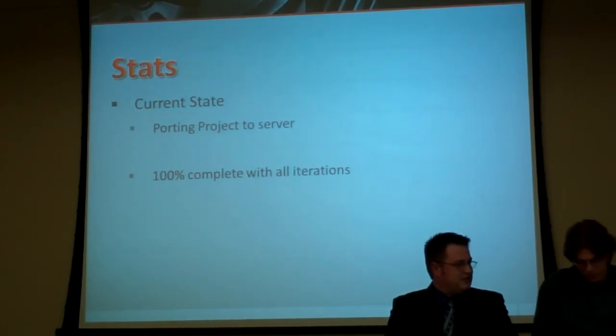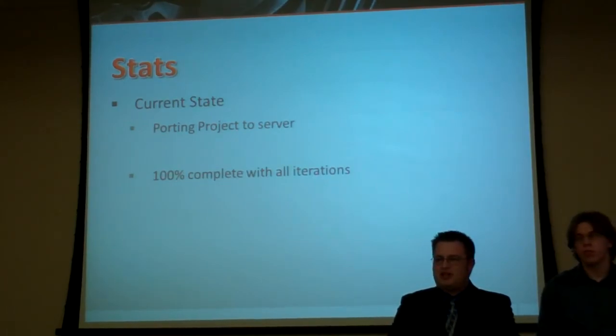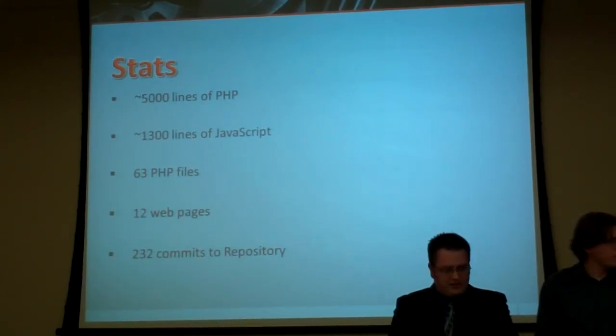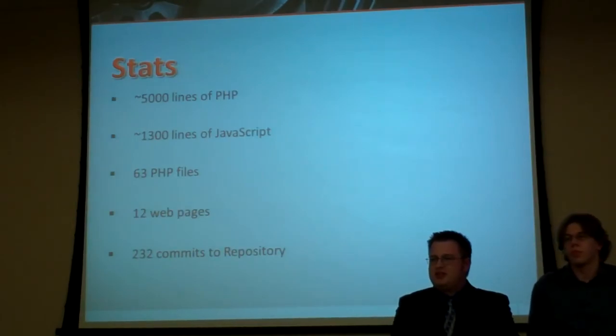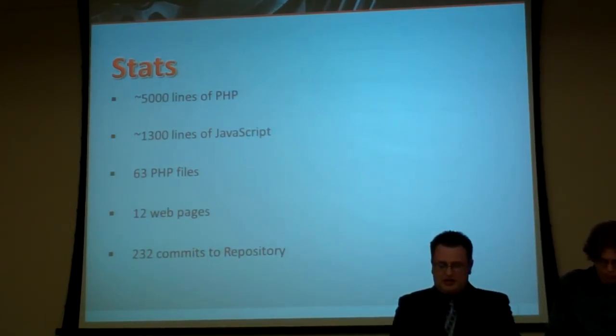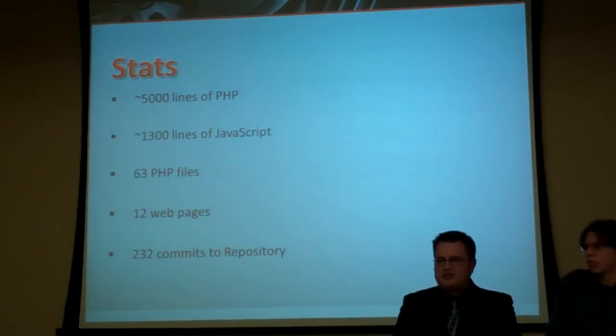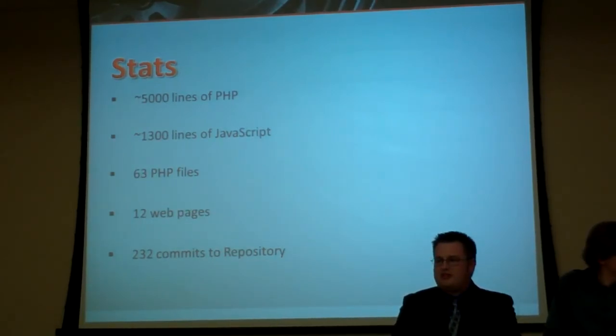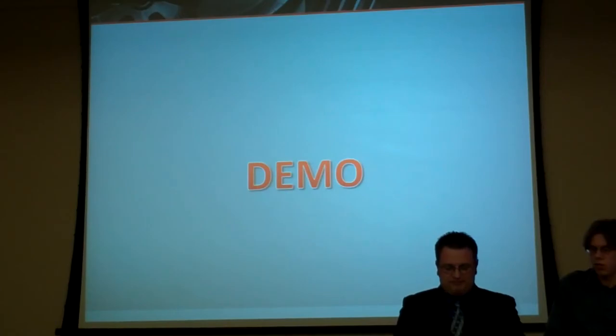The stats for this project: we have ported all of our files to the server. It is up and running on the server right now. And we feel that we've completed 100% of this iteration, or of the project itself. We have about 5,000 lines of PHP code that we've written, around 1,300 lines of JavaScript to do our validation. We have about 63 PHP files, which totals out to about 12 to 15 web pages, and we have about 232 commits to the repository after this iteration.